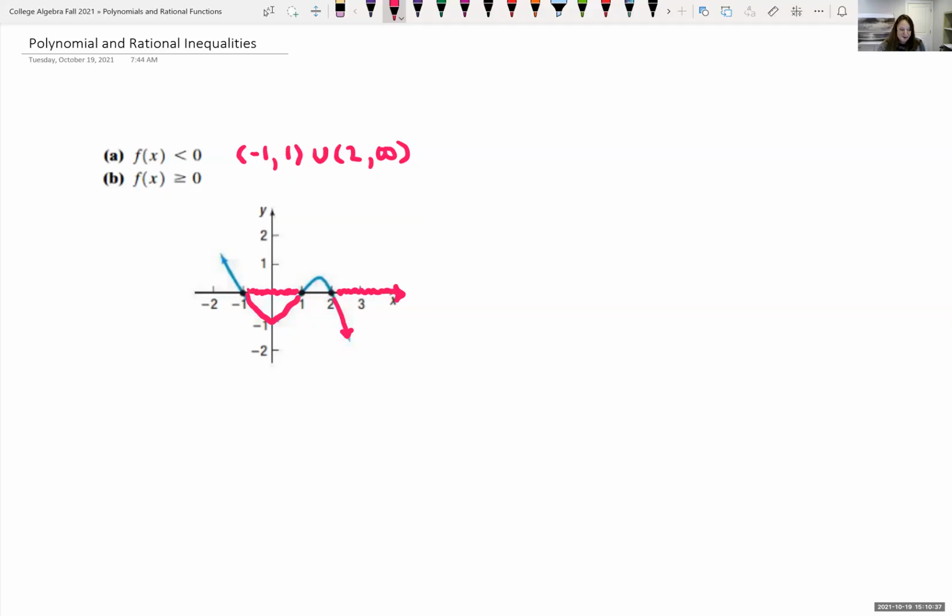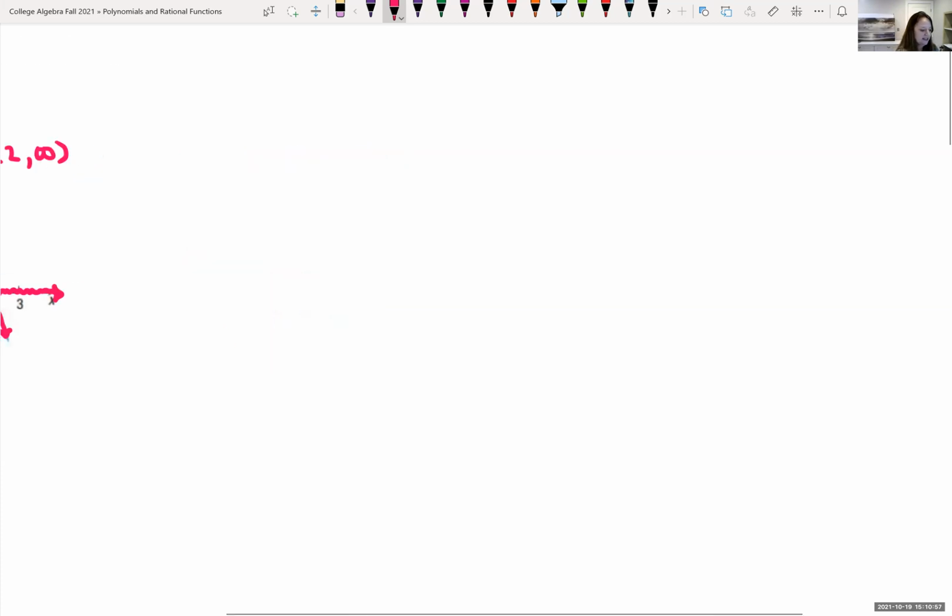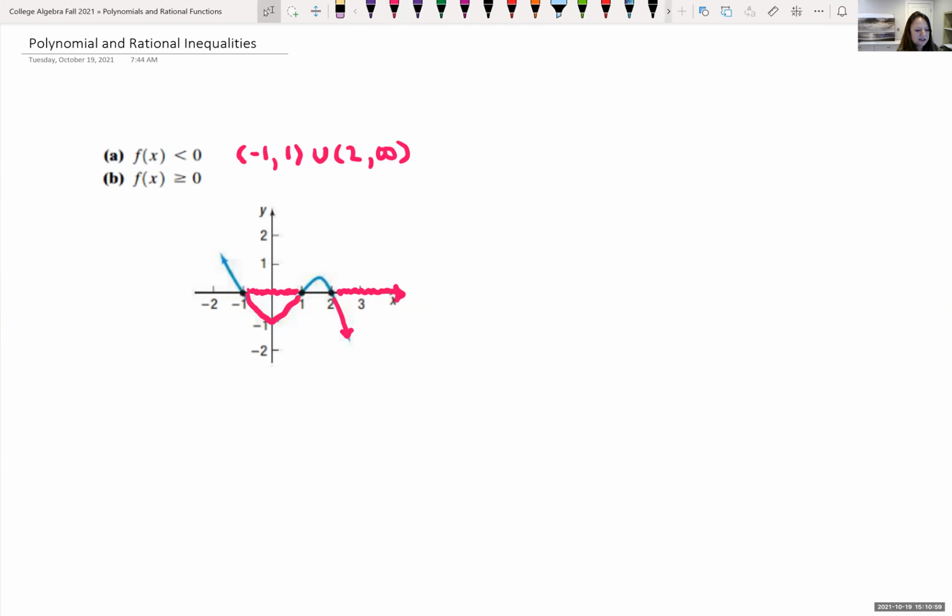So part B, we want f of x greater than or equal to 0. Because it equals 0, we want to look at the x-intercepts, the points on the x-axis, and we're going to include those. We're looking for our y values that are greater than or equal to 0. So these are values that are above the x-axis or touching the x-axis. Let's locate those.